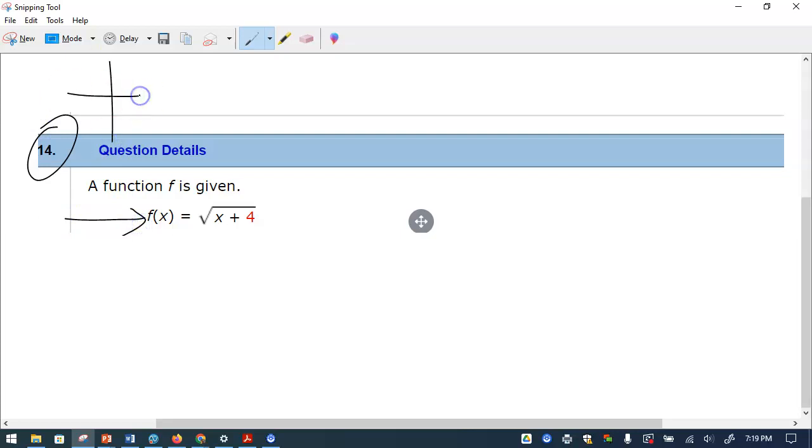We know the parent function of the square root function is this, but because there is a +4, you can see the graph shifts 4 units to the left. You do the opposite of the number inside. So this graph shifts somewhere here or something like that. Let me do it nicely. They're asking what the graph will look like.